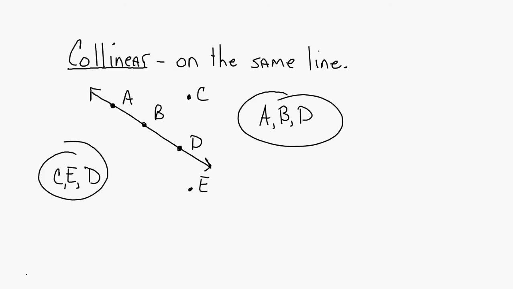Are C, E, and D on the same line? No, so they're non-collinear. B, C, D: collinear or non-collinear? 3 points. They're not on the same line, so those are non-collinear. Clear? Anybody confused? Yes, I understand that 2 of them are on the same line, but by definition, they're not all on the same line, are they? They all have to be on the same line to be collinear.